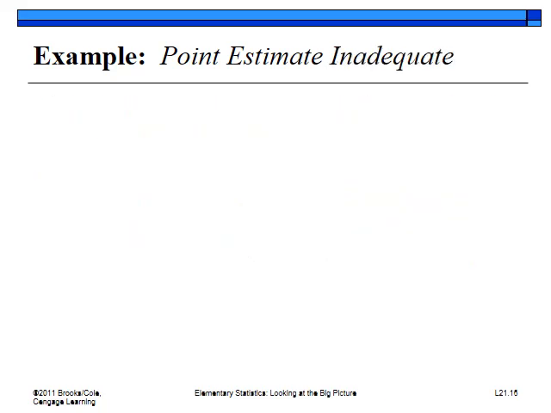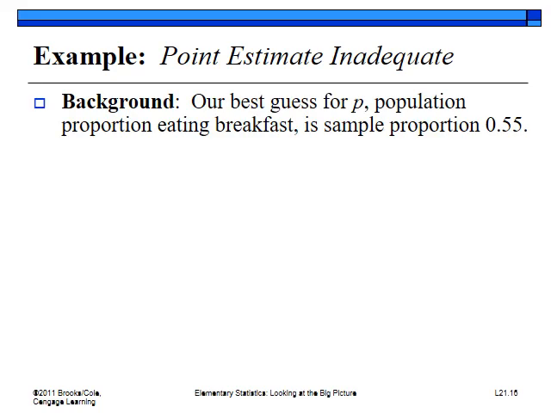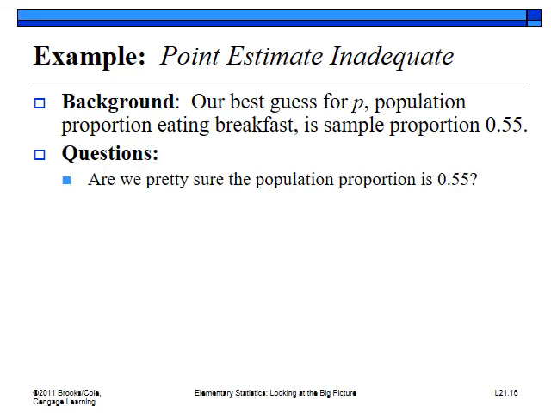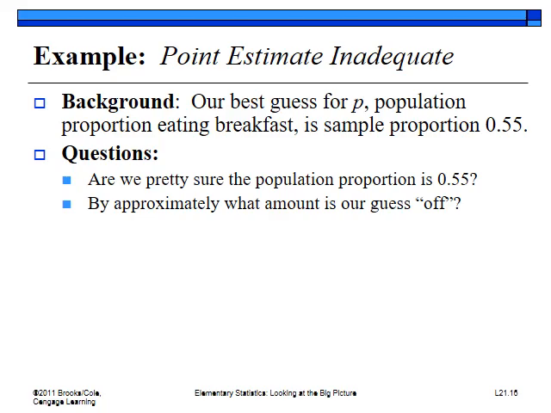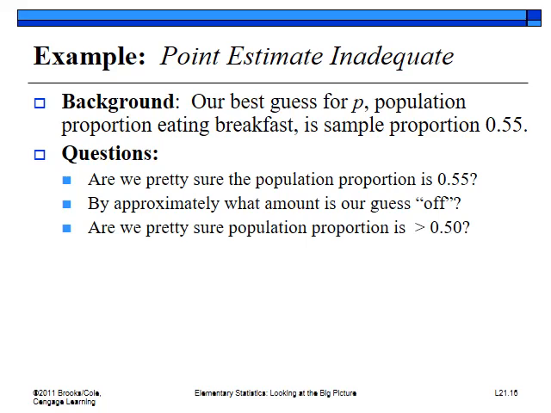Let's look more deeply at this example. Remember that our best guess for the population proportion is what we observed in our sample, 0.55. Do you think that the population proportion will be exactly 0.55? Or might we be a little bit off? If we might be a little bit off, by how much might we be off? Do we have enough evidence to conclude that the population proportion is greater than 1/2?